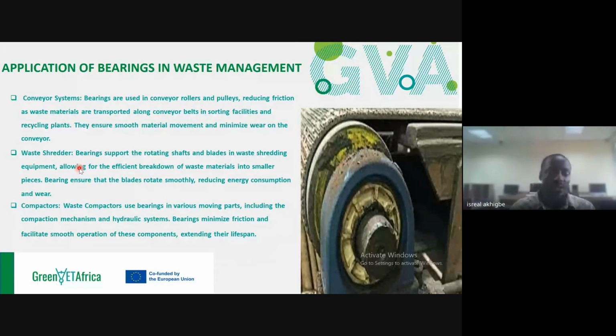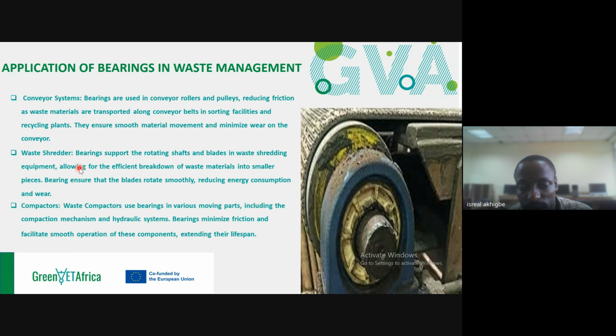Also in your waste shredders, bearings support the rotating shaft. The rotating shaft also helps to connect our main transmitting components. So it's on your shaft that you will mount your gears, your transmission system, as well as your pulley and also your chain and sprocket. So shaft and bearing both support the transmission system, allowing for the efficient breakdown of waste material into smaller pieces. Bearings ensure that the blade rotates smoothly, reducing energy consumption and wear. Like I said, if these bearings are not there, a huge amount of your transmission will be converted to heat, will be wasted in the form of heat.